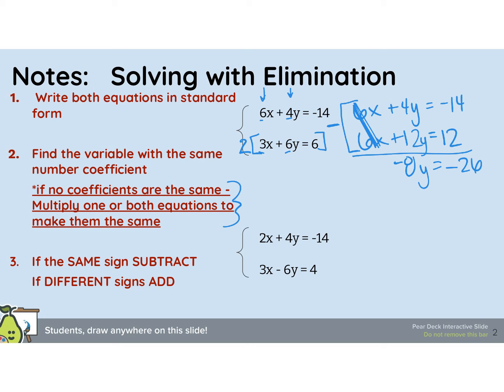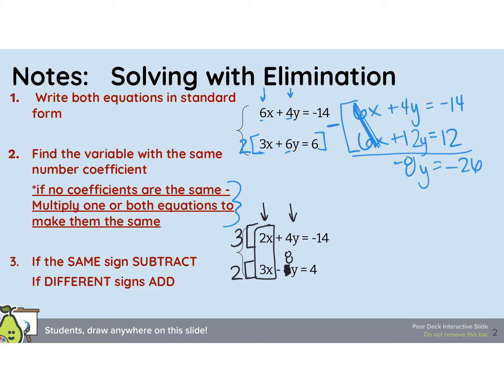The next system down here is what it looks like when you have to multiply both equations. So if you look at x, you have 2 and 3. And if you look at y, you have 4 and 6. So you can't multiply 2 by anything to get 3, and you can't multiply 4 by anything to get 6. So we're going to have to multiply both of the equations. I like to choose the smaller numbers, right? So I'm going to choose my x's because with 2 and 3, I can make both of those 6. If I multiply the first equation by 3, it'll be 6. And if I multiply the second equation by 2, it'll be 6.